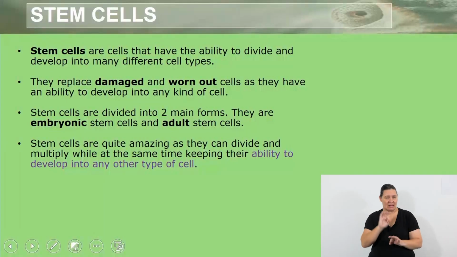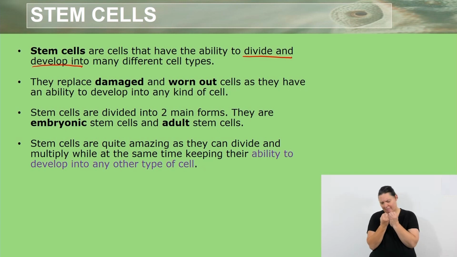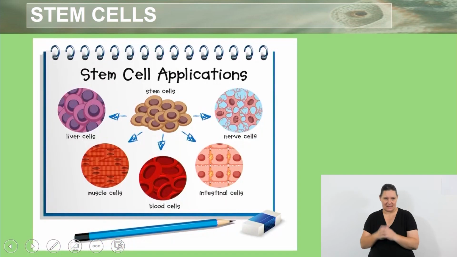So stem cells are cells that have the ability to divide and develop into many different types of cells. Their responsibility is to replace damaged cells or worn out cells, as they have the ability to develop into any kind of cell. So stem cells are divided into two forms. We have embryonic stem cells and adult stem cells. You will later learn about these as you do life sciences. Stem cells are quite amazing as they can divide and multiply while still keeping their ability to develop into different types of cell.